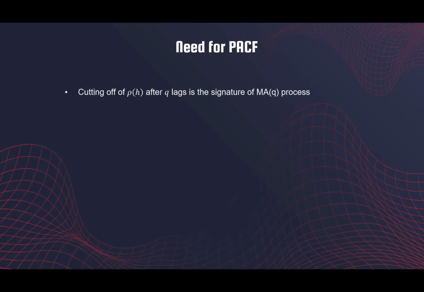This cutting off of the ACF after q lags is a signature of the MA(q) process. For an MA(2) process, the ACF will cut off after 2 lags. For MA(3), it will cut off after 3 lags, and so on. However, the ACF tells us very little about the orders of the ARMA or the AR process.